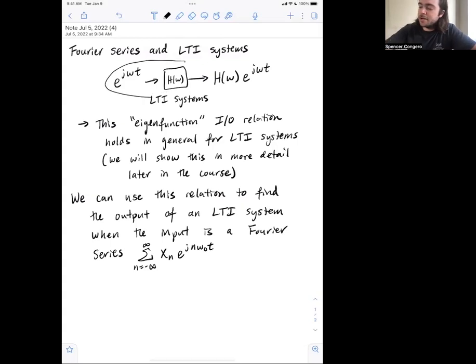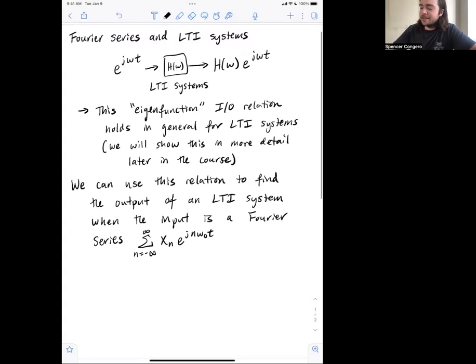This is going to be the big reason why we study Fourier series, because for LTI systems, this property is true. And using that property, as we'll see in just a second, you can find the output of an LTI system to an input that is in the form of a Fourier series. In other words, for periodic functions, we now have a way to get the output for a periodic input to an LTI system. So let's see how that's done.